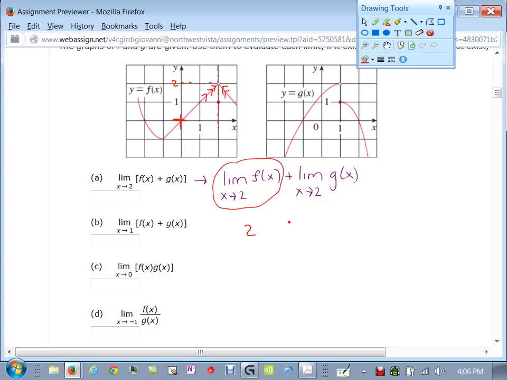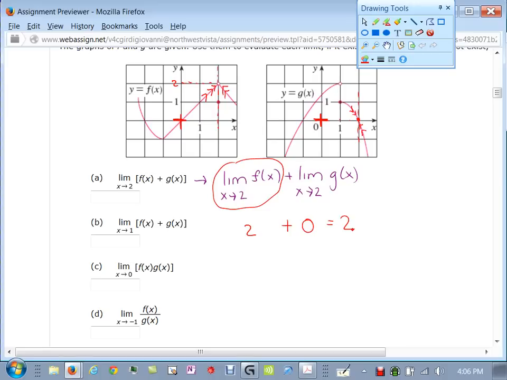So this is 2 plus, now I go to my g function. See, my origin is here. And as I approach 2, so 1, 2, as we come in from the left and the right, they're approaching a value of 0. So your answer here is 2.